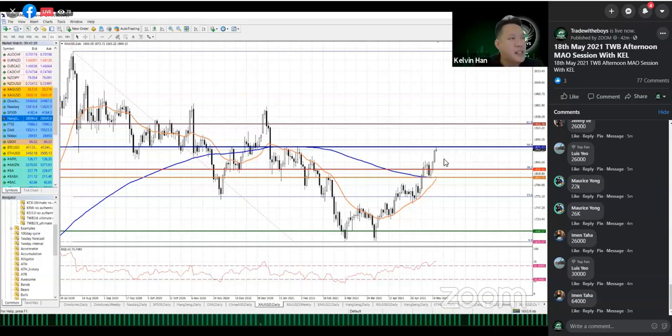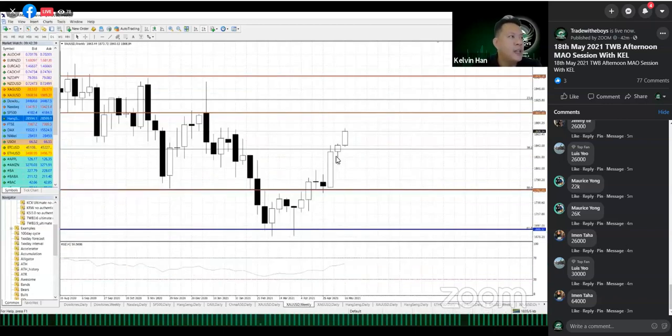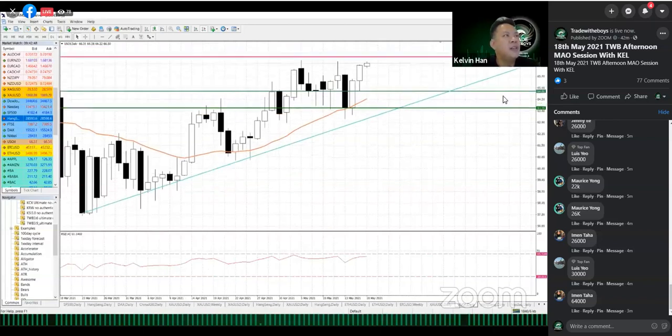That's the gold weekly chart. It's very clear, more upside to go. For oil, oil is inching towards my target, and that's $66.89. That's the target that I'm looking for. All right, so that will be all for today's afternoon MAO.